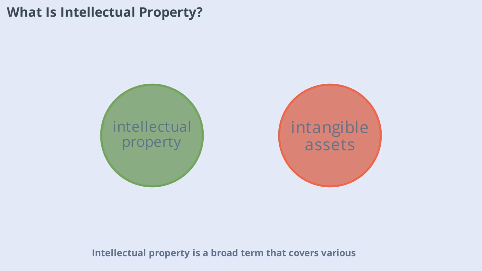Intellectual property is a broad term that covers various types of intangible assets created by individuals or companies. These assets can include inventions, literary and artistic works, symbols, names, and images used in commerce. The main idea behind IP is to give creators exclusive rights to their creations, encouraging further innovation and creativity. By protecting these rights, societies can benefit from new technologies, brands, and cultural works that drive economic growth and enrich our lives.